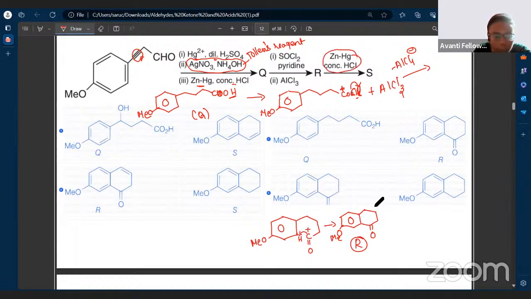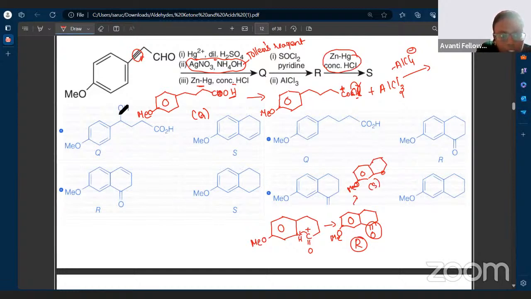So here you'll be getting the S. Okay, so C double bond O will get converted to CH2. So OMe, this will be the compound. C double bond O will get converted to CH2. This is your S. Okay, so now looking over the options, which option is going to be right?